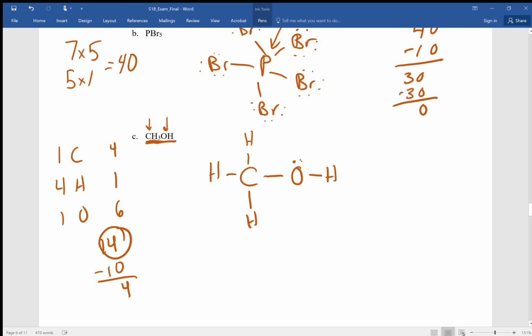The only thing that's missing electrons is the oxygen, and we can take care of that by giving it the last 4 electrons. It now has an octet, and so there is our Lewis structure.